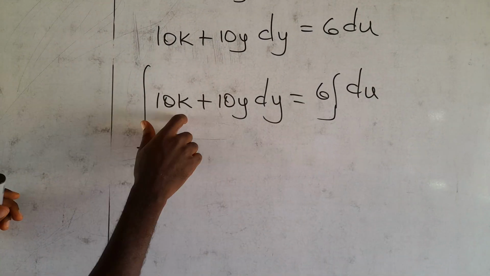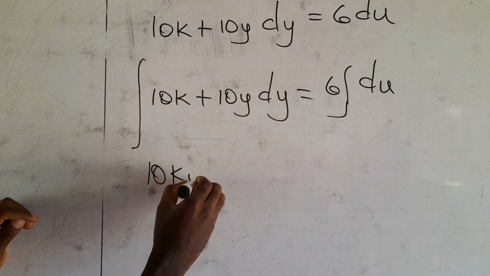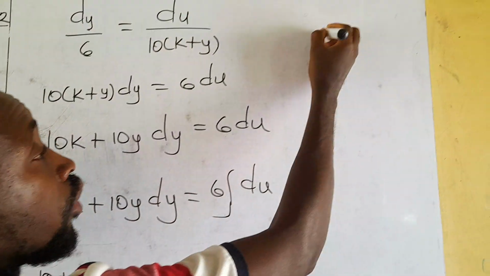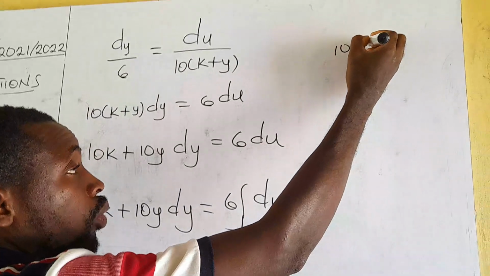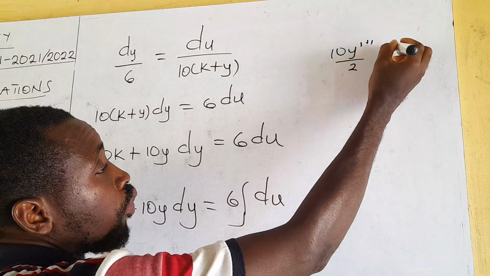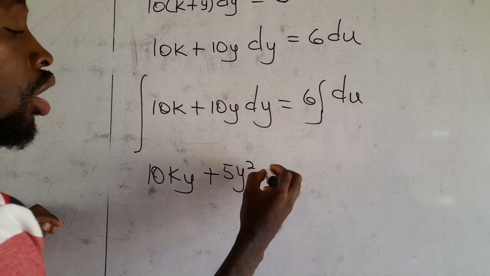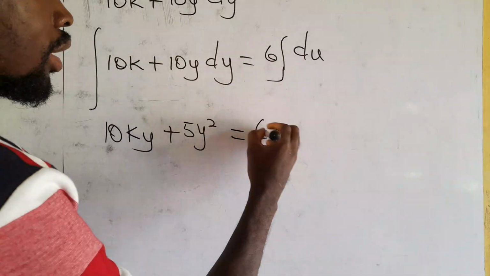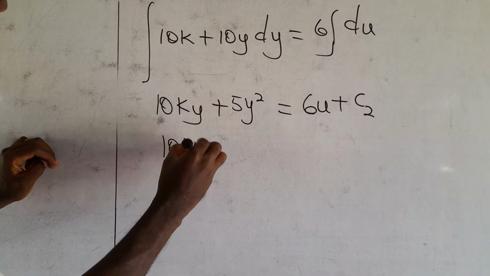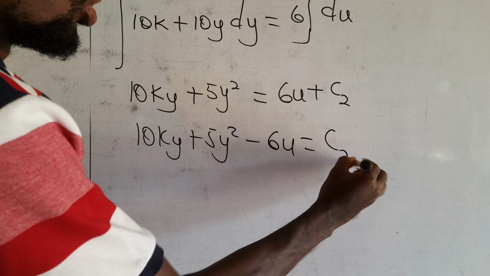Now how do we integrate? Remember k is a constant, so integrating the first term we get 10ky, plus the integral of 10y. Remember the integration rule: the exponent is 1, so we add 1 and divide by the result. So 10 divided by 2 is 5, and we get 5y². That equals the integral of du, which is just 6u, plus our constant c2. So we have 10ky + 5y² − 6u = c2.